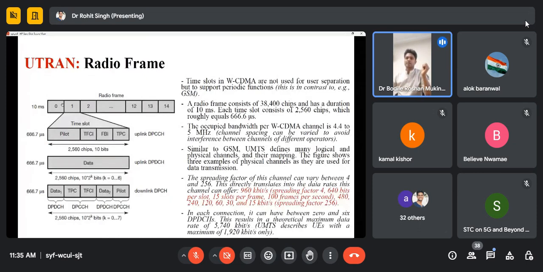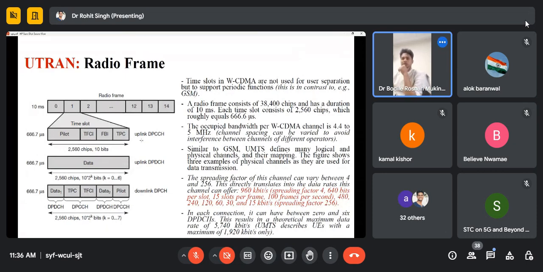So here in 10 millisecond we have 15, ranging from 0, 1, 2, 3 up to 14, time slots. So we have 15 time slots. 10 millisecond divided by 15 equals 666.7 microsecond. Within this duration we can assign a slot to a user. Also we can assign multiple slots. So let's say if we assign one slot to a user, what happens?